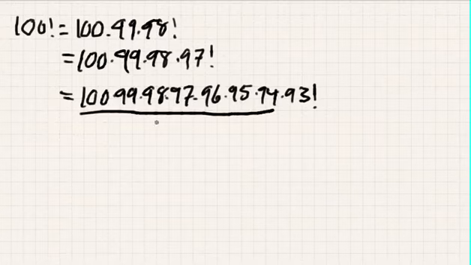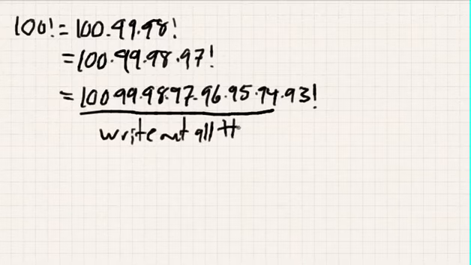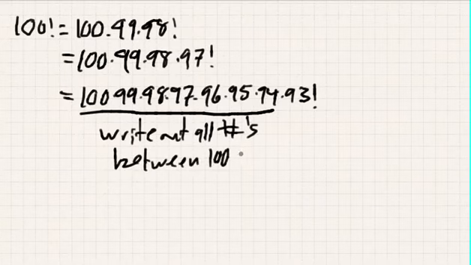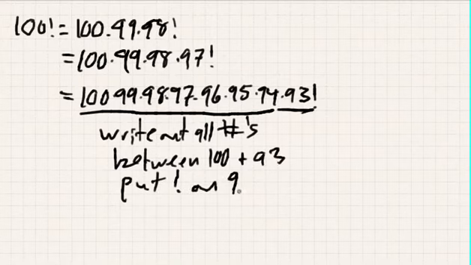The basic deal is I write out all the numbers between 100 and 93, and then I put the factorial on 93. So generally you can just write out all the numbers, starting from whatever you wanted to start at, going down until you get to the number that you want to be there, and put a factorial.